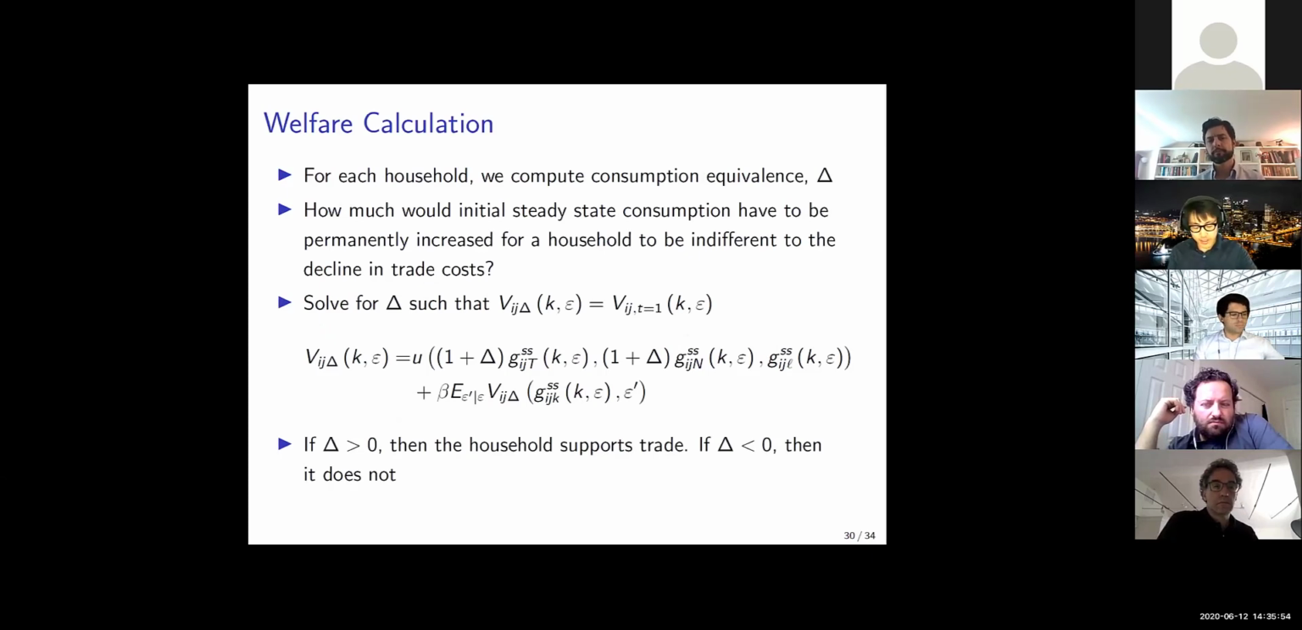Okay, so in these types of models, we're just going to define consumption equivalence. Basically, how much would initial steady state consumption have to be permanently increased for a household to be indifferent to going through the entire transition with the increase in tariffs.